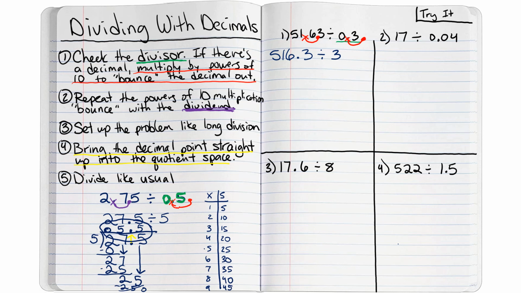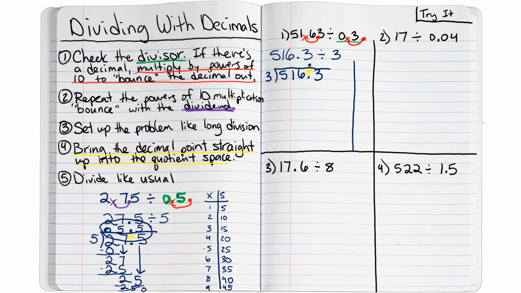All right, my next step is to set it up long division style. 516.3, make sure I've got all the right digits, divided by 3. And I see I have a decimal in my dividend still, so I'm just going to bring it straight up into my quotient space. So there it is. If I had room, I would do another line space, but I'm worried I'm going to run out of room. All right, now I'm ready to divide like usual.